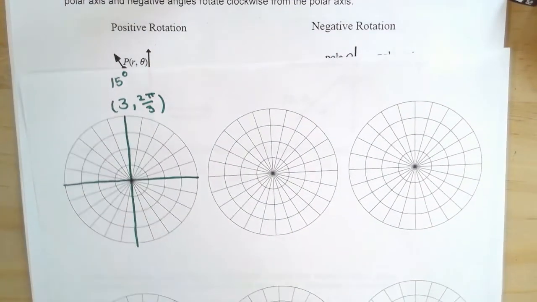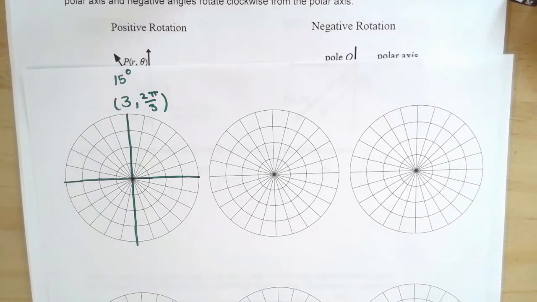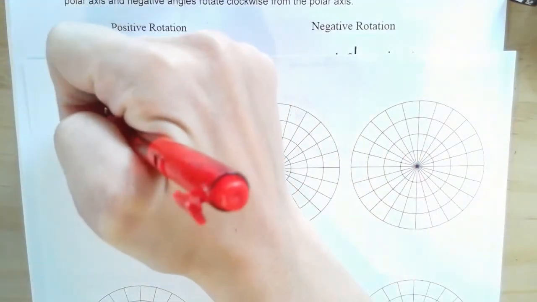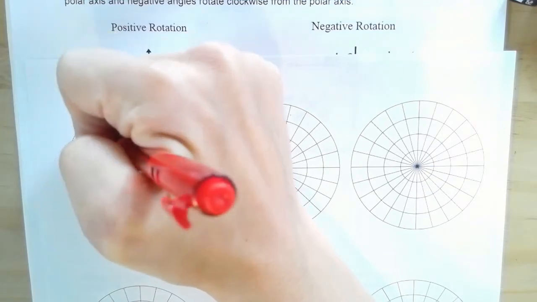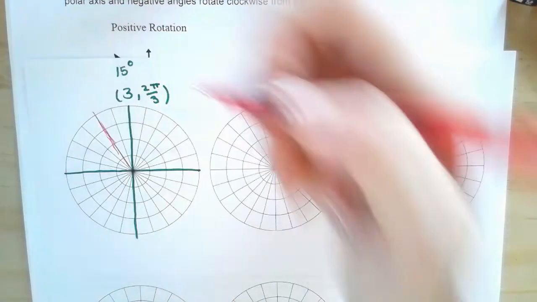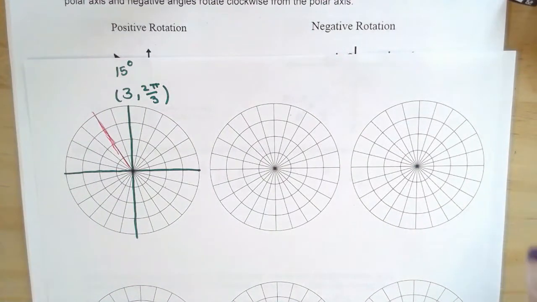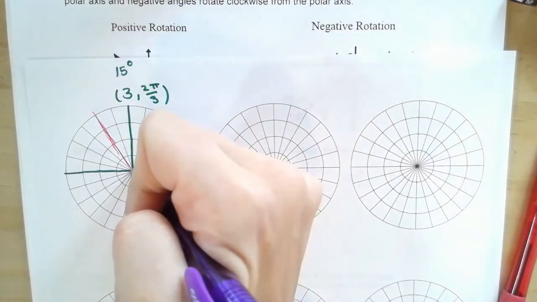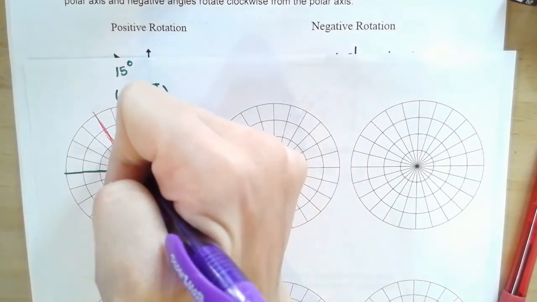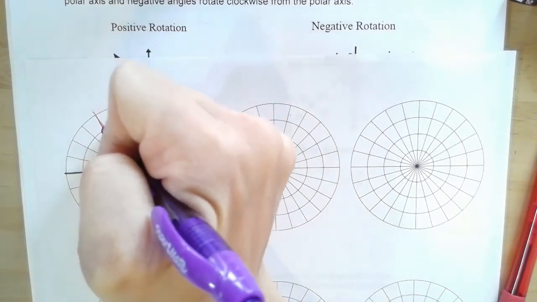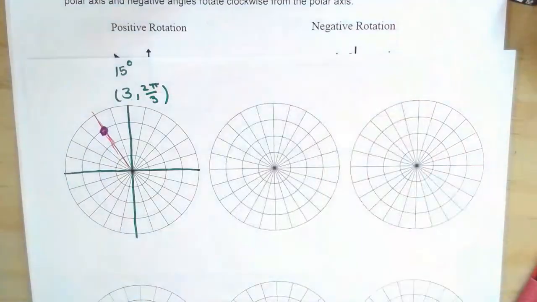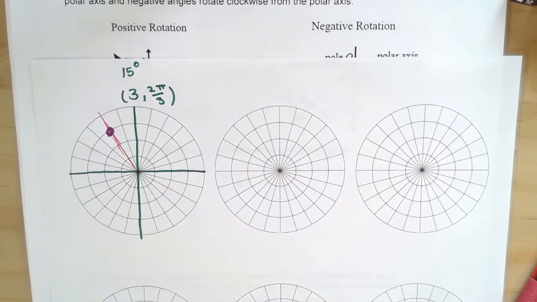Okay, so we're going to do our theta first. If you remember from your unit circle, 2 pi over 3, and we're going by 15. So 2 pi over 3 is right here. Okay, this is 2 pi over 3. I'm just highlighting the whole thing so you can see where we're at. But now we know that our r is a positive 3. So I'm going to go out 3. 1, 2, 3. And I just went out 3 of those circles. So this is where the coordinate 3, 2 pi over 3 is.